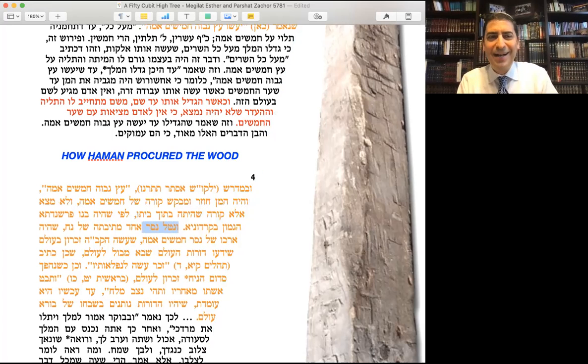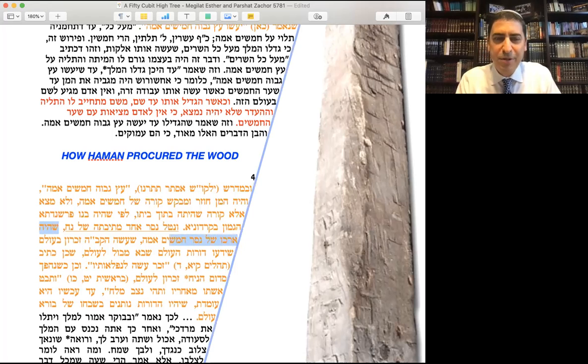V'natal Nasser Echad mitevata shel Noach. He took a beam from the teva, from the ark of Noach. Shahaya Erko Shel Neser Chamishim Amma, because the length of the beams, so says the Torah in Parshat Noach, that one of the dimensions, the width of it was 50 Amma. So he took Davka that.